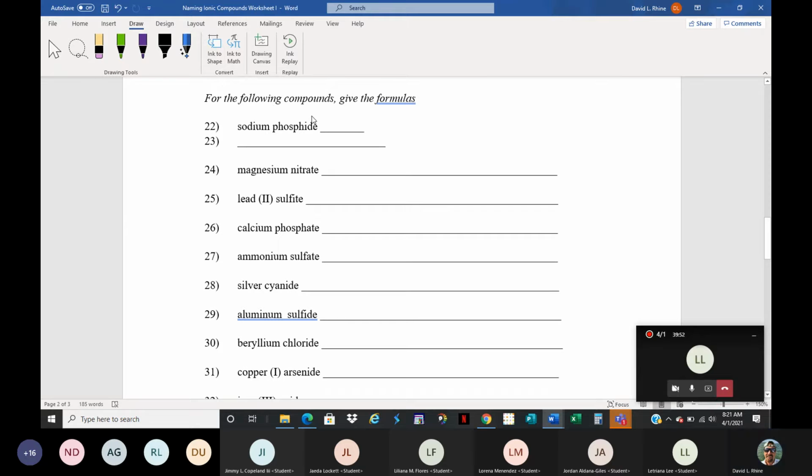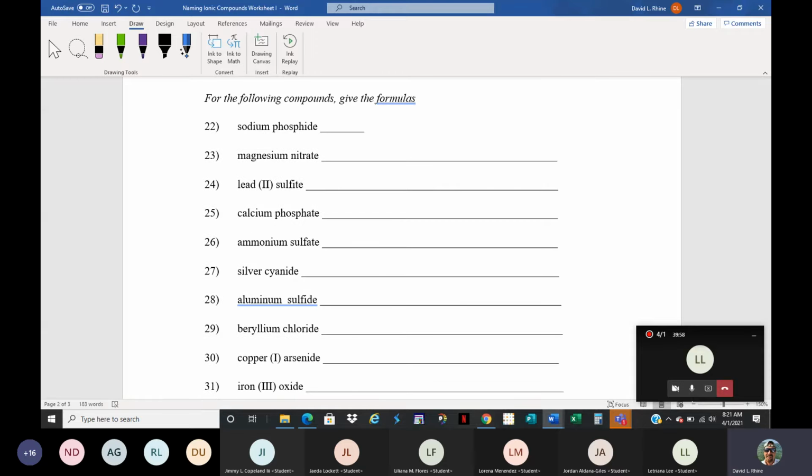Okay. So I'm going to focus on naming and writing formulas where you have to use Roman numerals. Now, you have to use Roman numerals. Let's go to mine. I think I got the notes. No, I have it on that.